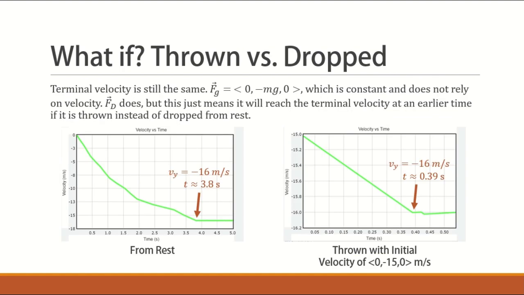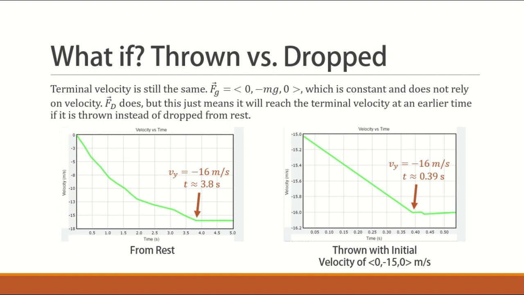What if the ball was initially thrown downward rather than falling from rest? The terminal velocity would still be the same. It would simply be reached at an earlier time than if I was starting from rest. The ball dropped from rest, like my experiment, would reach a terminal velocity at closer to 4 seconds, while the ball thrown at a velocity of 15 meters per second y hat would reach it at less than 0.4 seconds. For my experiment, terminal velocity happened to be 16 meters per second negative y hat.